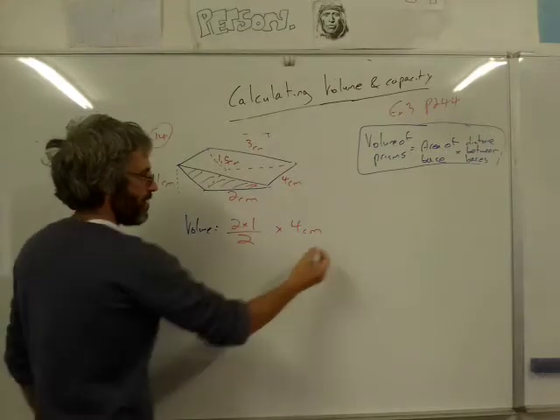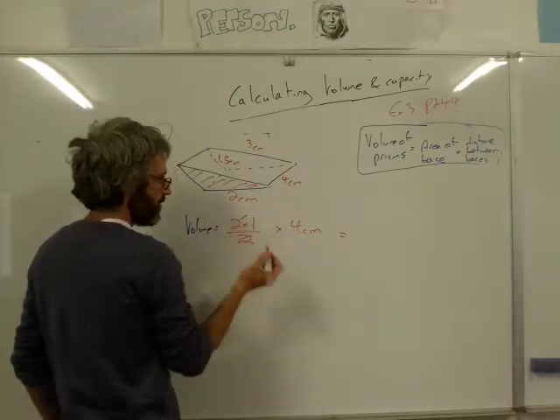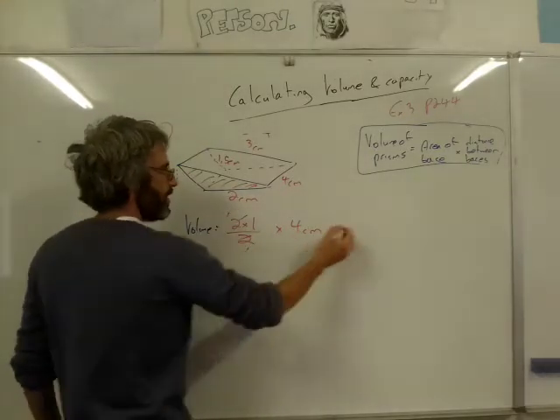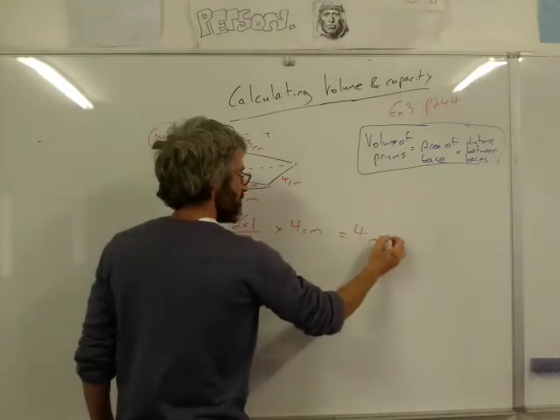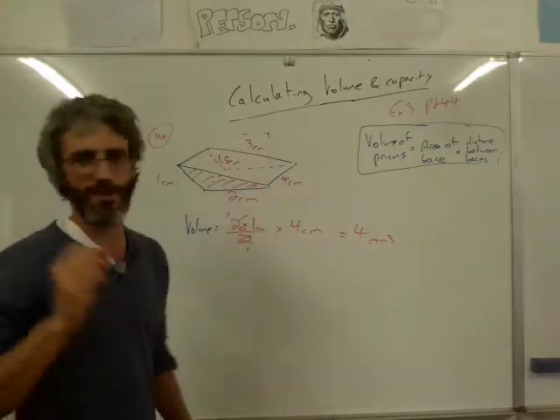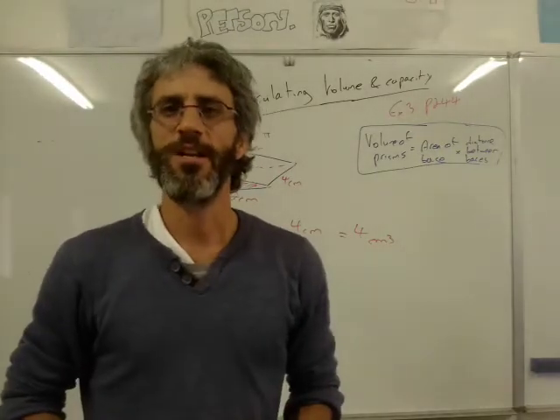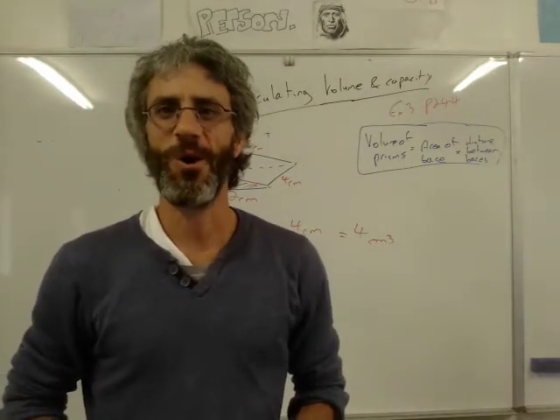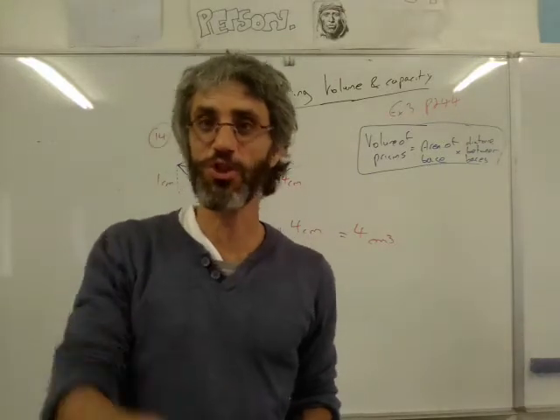And then if you do that, you don't need a calculator. They cancel out. The answer is 4 centimeter cube, because this is in centimeter, this is in centimeter. Centimeter times centimeter times centimeter is a centimeter cube. Alright, let's move on to capacity now.